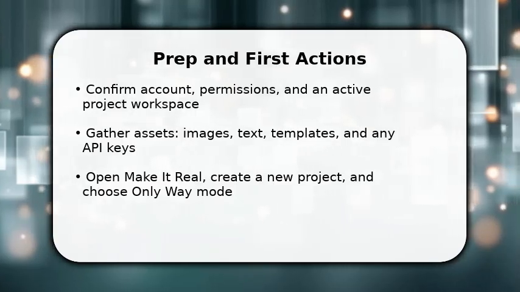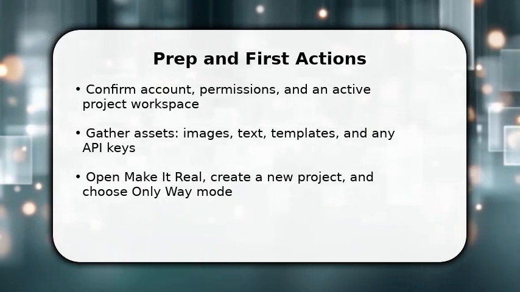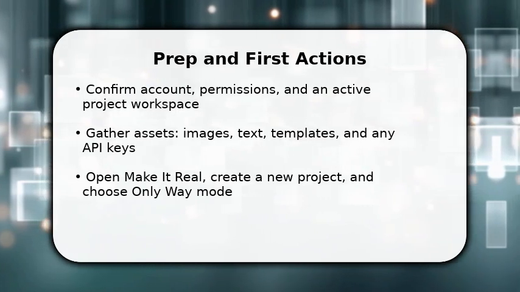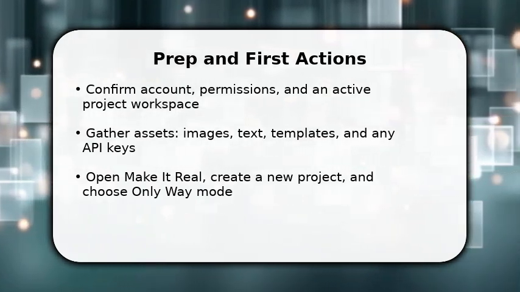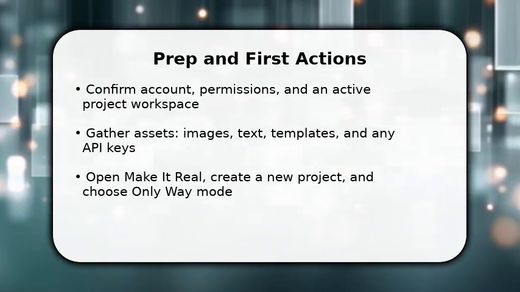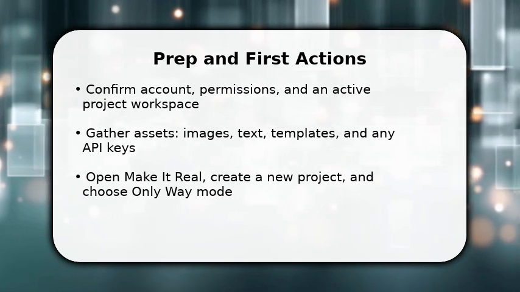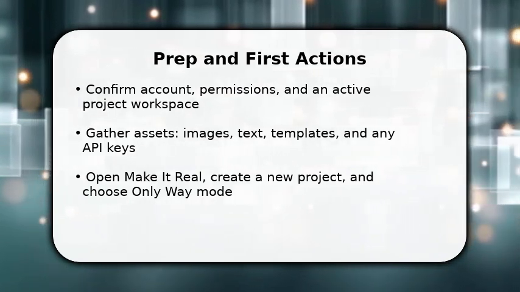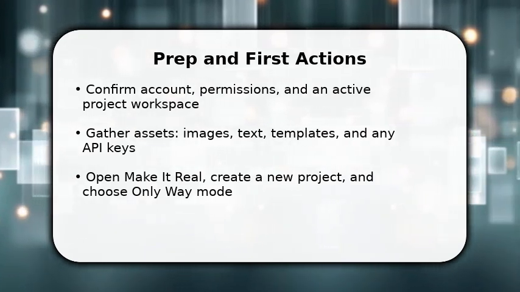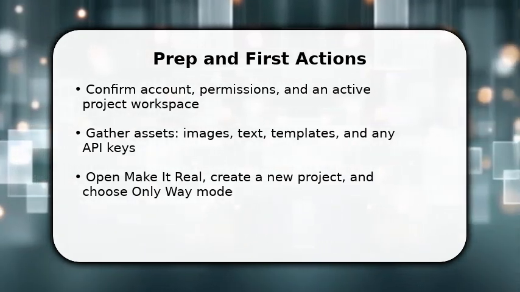You already have essentials ready: account access, project space, and assets. First, open Make It Real and pick only way mode so constraints align. Next, import your images, copy, and templates. Link API keys where required. Once done, set the project name and a brief goal to keep scope tight. Make sure to select the right resolution and export format up front to avoid rework later.